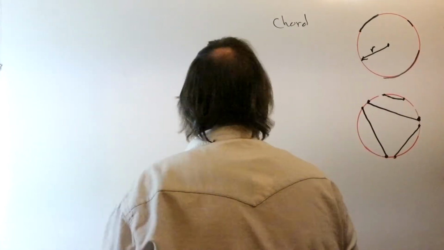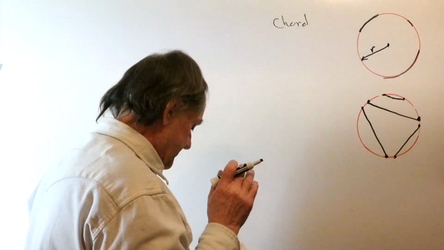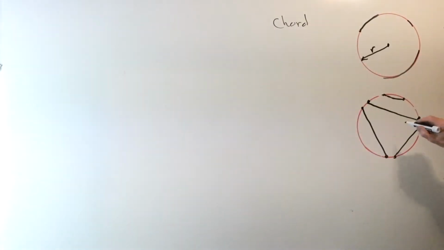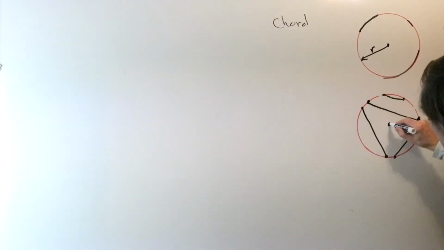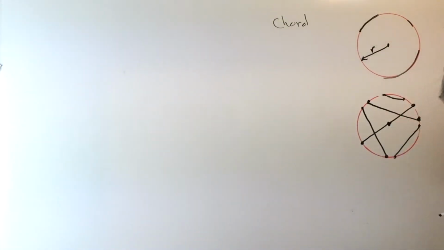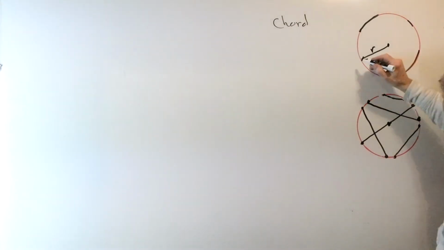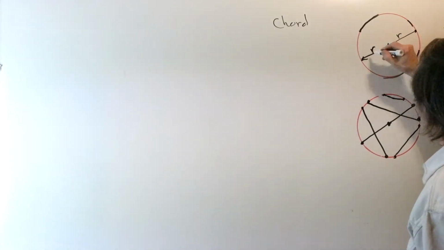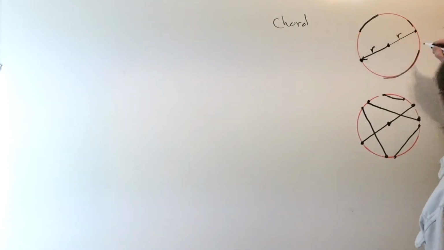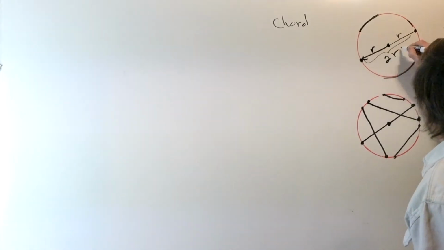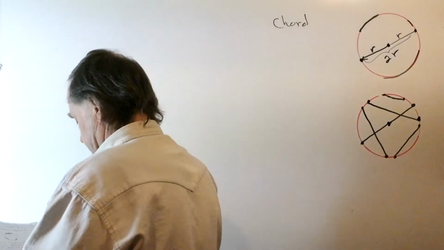Now, the chord that passes through the center of the circle is given a special name. We call it the circle's diameter. So a chord that connects 2 points on the perimeter of the circle and passes through the center is called the diameter. The diameter has a length twice the radius. From the center out to that point on the chord is r. From the center out to this point on the chord is also r. So the overall length of the diameter is 2r.